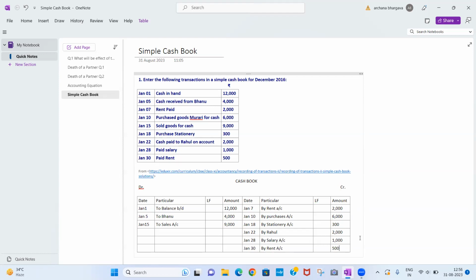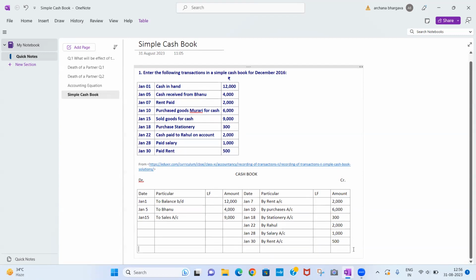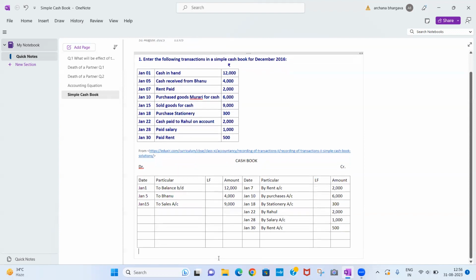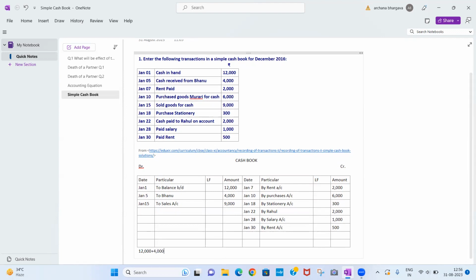So the credit side is for payments and the debit side is for what? Receipts. And while making the cash book, your payment cannot exceed your receipts. So how much cash is received? If we see, the total cash received is 12,000 plus 4,000 plus 9,000 is equal to 25,000. So the total cash received is 25,000. These were your receipts.